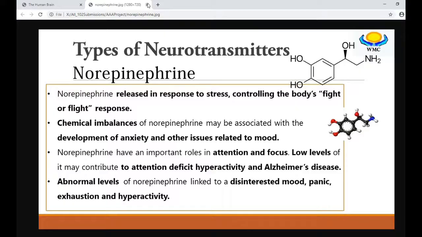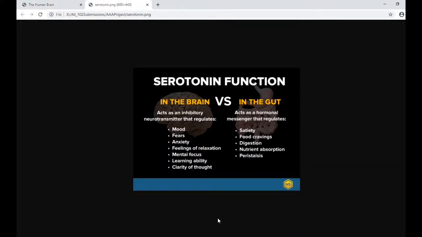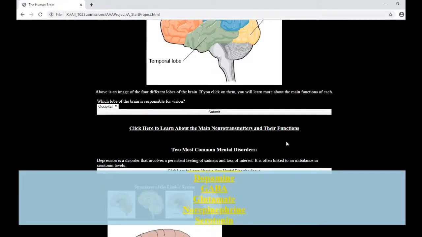And then lastly, we have serotonin, which is both in the brain and in the gut. So in the brain, it regulates mood, fears, anxiety, gives you feelings of relaxation, learning ability. For the gut, it controls food cravings, digestion, and nutrient absorption. So I close that.